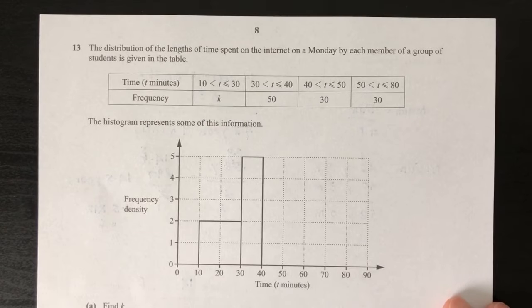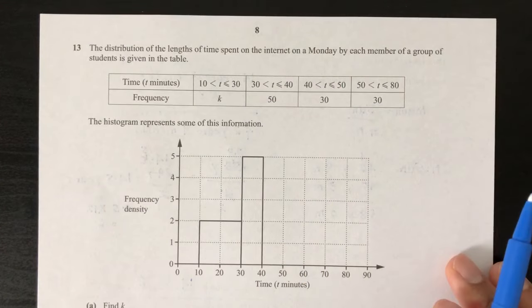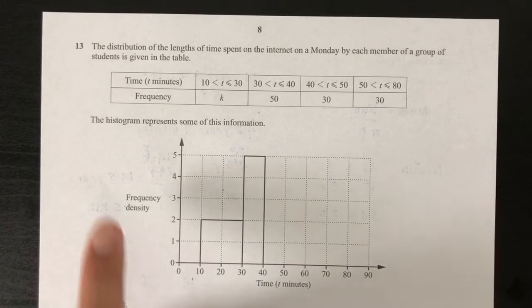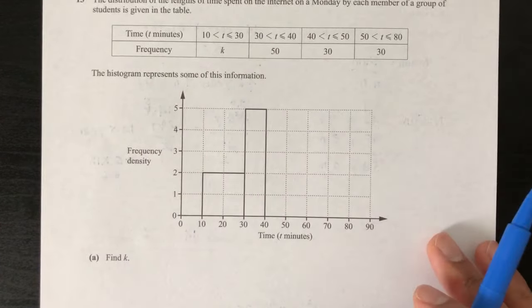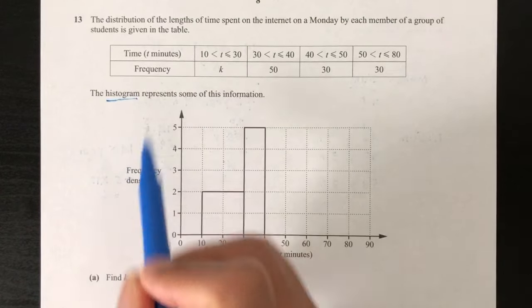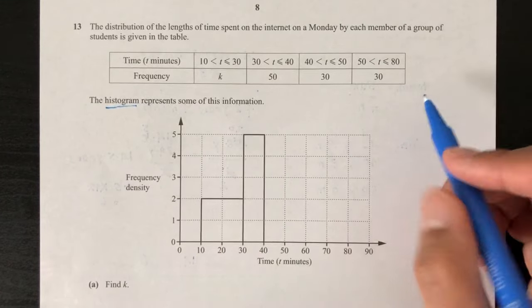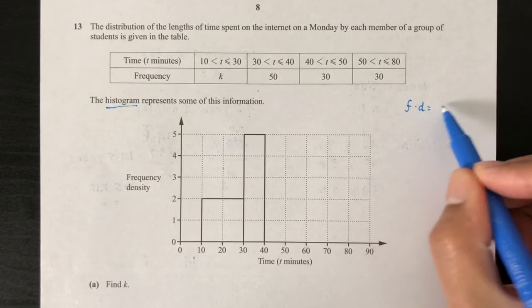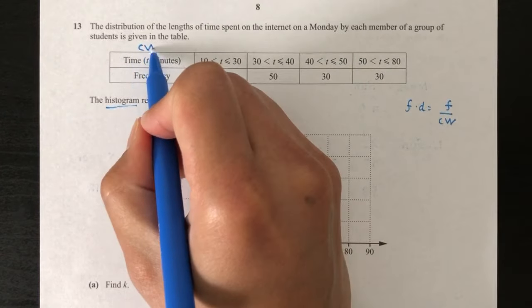Let's move on to question number 13. So the distributions of length of time spent on the internet on Monday by each member of a group is shown on the table below. So here we have the histogram represents some of this information. So first we have to find the value of k. So since you have a histogram, we have to use this to find the value of k. So how do you find frequency density? The formula is frequency divided by your class width. So let's first find the class width.